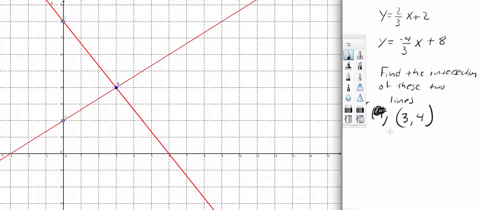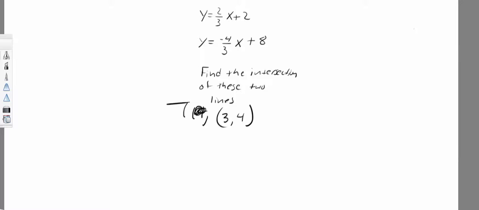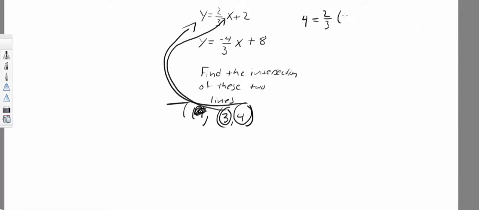Now, the last thing that I'm going to ask the students to do, let me just expand this window here, okay, is to show me that their solution set worked. So take 3 and plug it in for the x value, take 4, plug it in for the y value, and show me that it works. So from this equation it would be 4 equals 2/3 times 3 for the x value plus 2. So 4 equals 2/3 times 3 is 2, 2 plus 2, and 4 does equal 4. So that equation checks out.